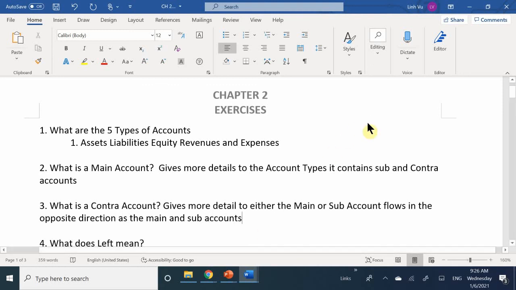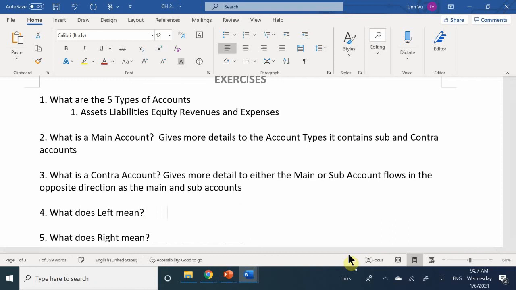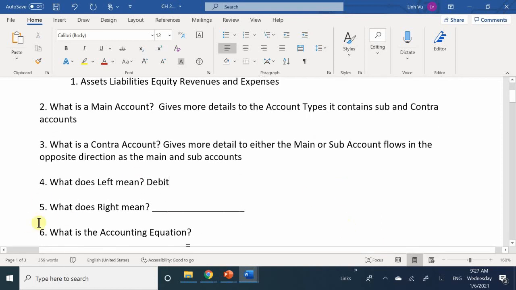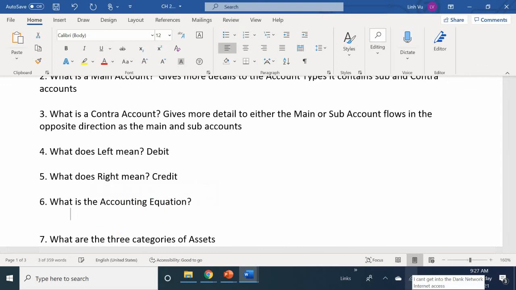Okay. Number 4, what does left mean? Debit. Yeah, this one's pretty straightforward. So debit. Okay, what does right mean? Credit. Yeah, this is credit. Okay. What is the accounting equation? Assets equal liabilities plus equity. Good. Assets equals liabilities plus equity.